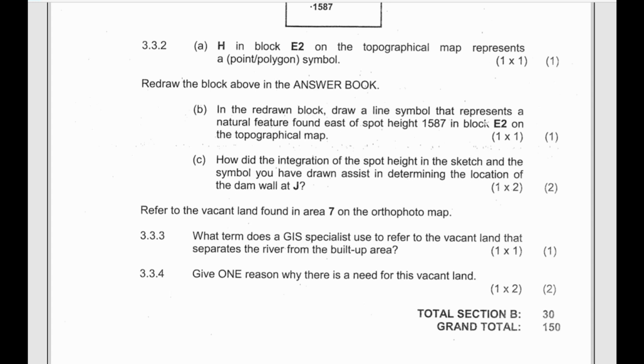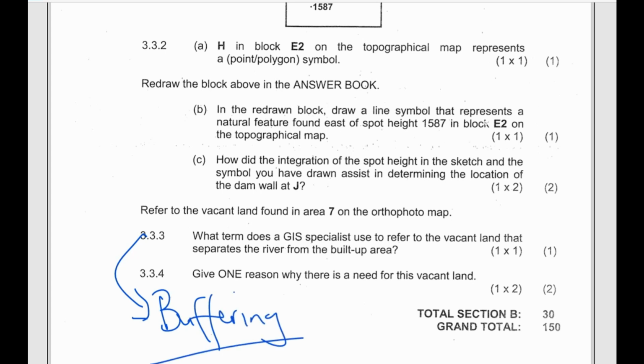Then the next question says, refer to the vacant land found in area 7 on the orthophoto map. What does a GIS specialist use to refer to the vacant land that separates the river from the built up area? Right, whenever you find that there is a vacant land which is between a built up area and a river, the geographical term that we use to describe that is what we call buffering.